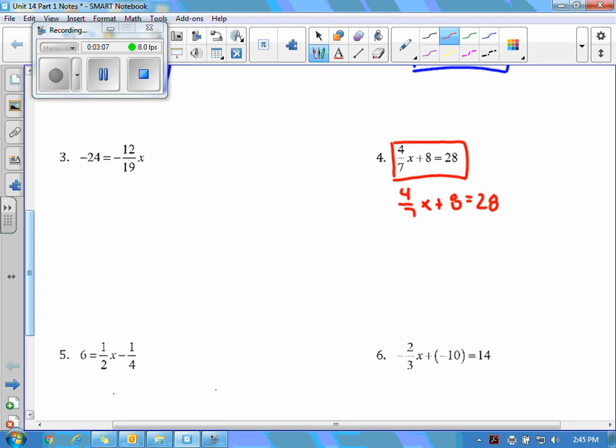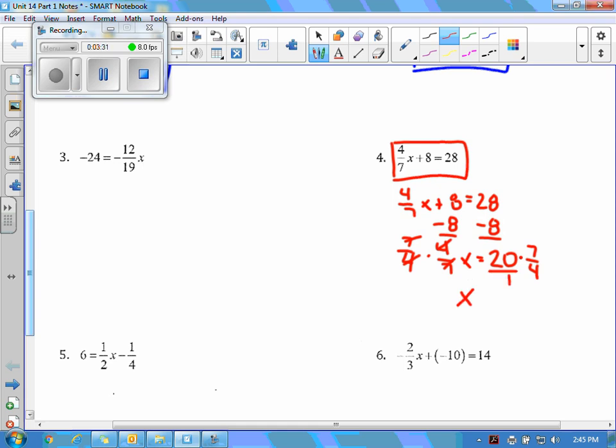So the first thing I need to do is subtract 8 from both sides. I do that because now all I have is an x on the left, and then I have numbers on the right. So at this point, I need to get x by itself. So I'm going to multiply it by the multiplicative reciprocal. Sorry, multiplicative inverse, which is the same thing as the reciprocal. So these 7's cancel, 4's cancel, so all I have is x.